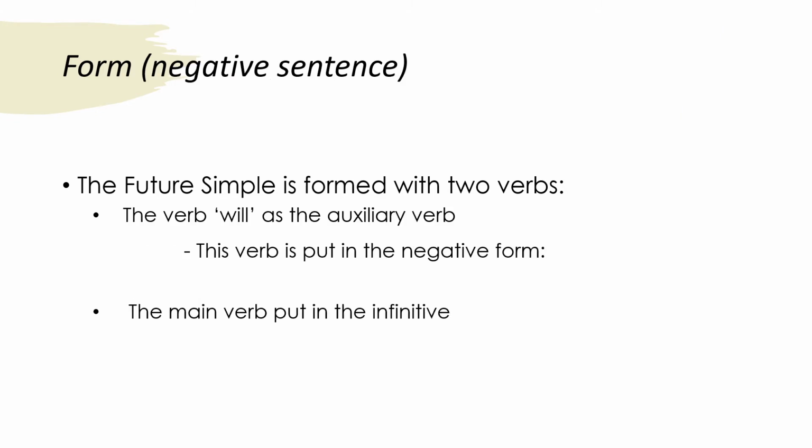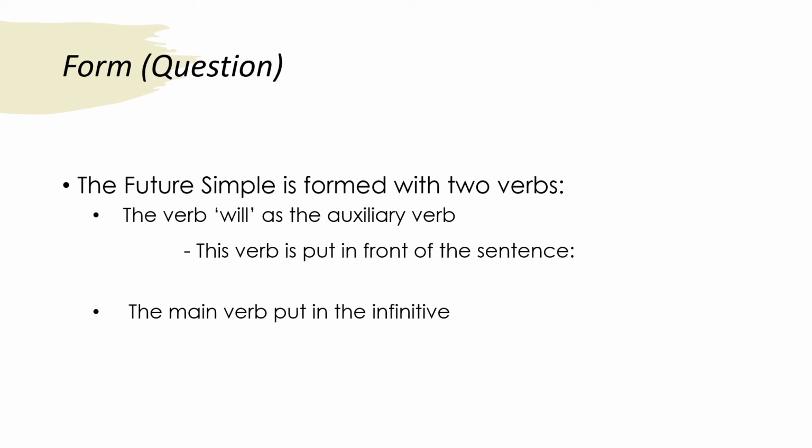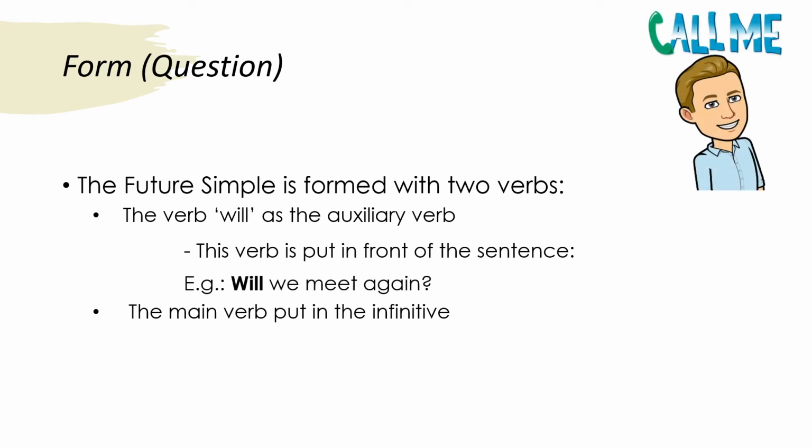Now, we also form negative sentences, of course. If that is the case, we have to change our auxiliary verb will by placing it in the negative form. For example, he will not or won't swim tomorrow. If we want to ask a question using the future simple, we change the order of our sentence. The auxiliary verb is put in front. For example, will we meet again? Of course, you always must remember to put a question mark behind your sentence.